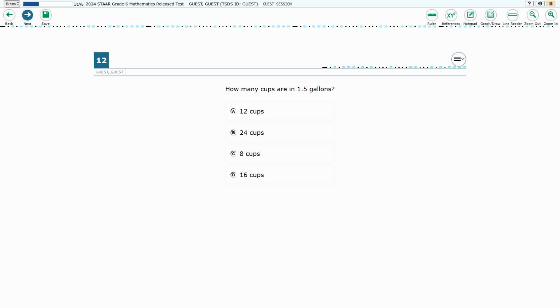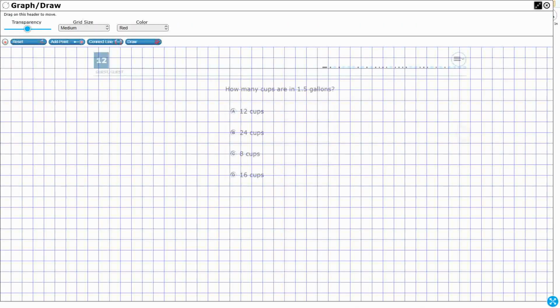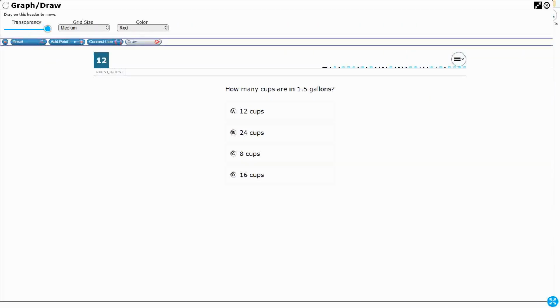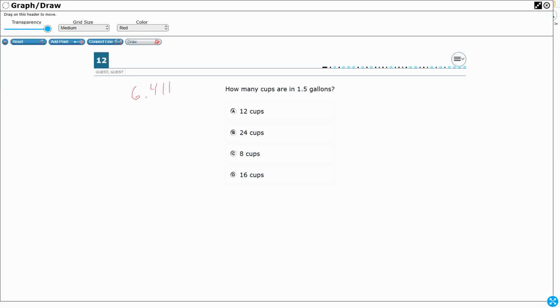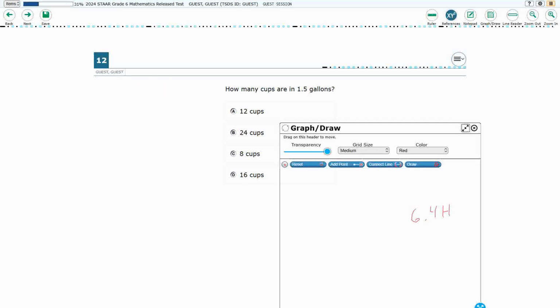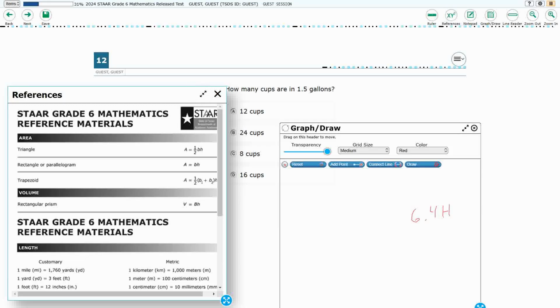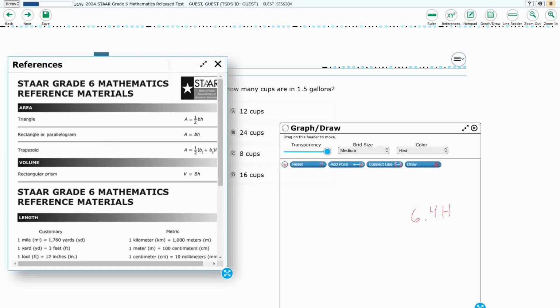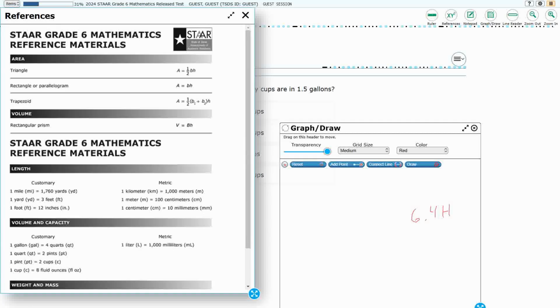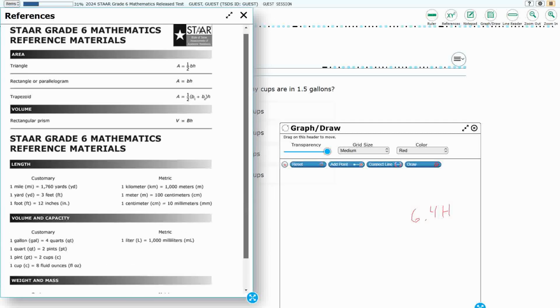Number 12, we are converting units. This is 6.4H, and it's pretty straightforward. We've got 1.5 gallons into cups. All right, so let's see what we have on our reference materials here. We're going to need this, so let's pull this up and keep it up. So I've got, there we go, right down there at the bottom.